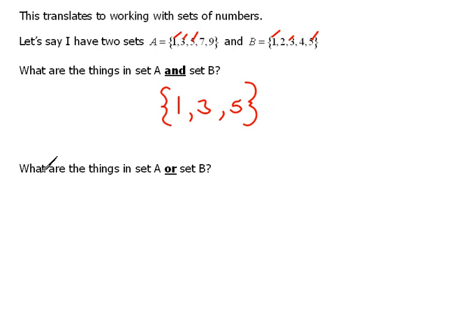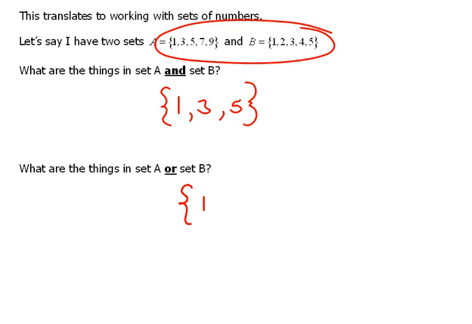If I say what are the things that are in set A or in set B, now we're talking about everything that's in them joined together. So that would be a set that would have 1, 2, 3, 4, 5, 7, and 9. As long as it's in one set or the other, it's in the "or", the union of them.